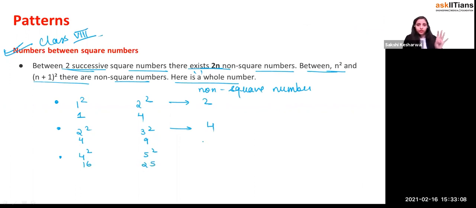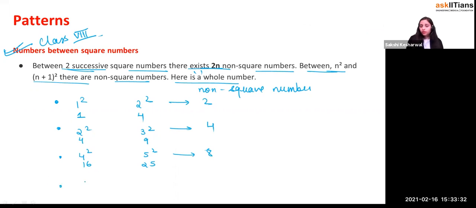Now let's count, right? 17, 18, 19, 20, 21, 22, 23, 24. 8 are there. I'll count once again: 17, 18, 19, 20, 21, 22, 23, 24. 8 are there, right or not? How many numbers are there? Beta, 8 numbers are there. I'll just give you one more. That's the last.